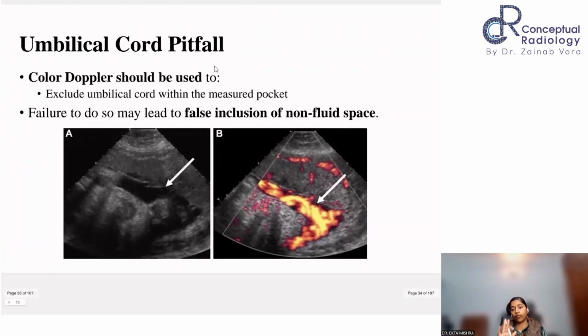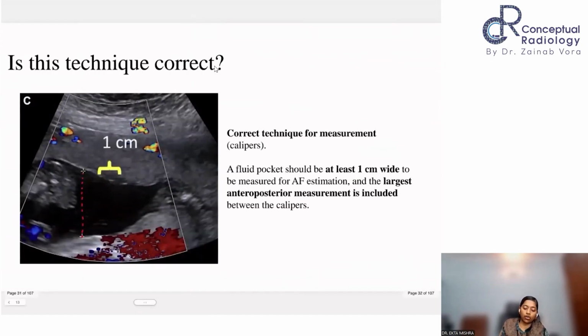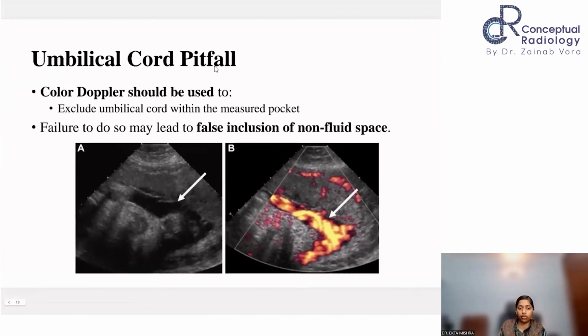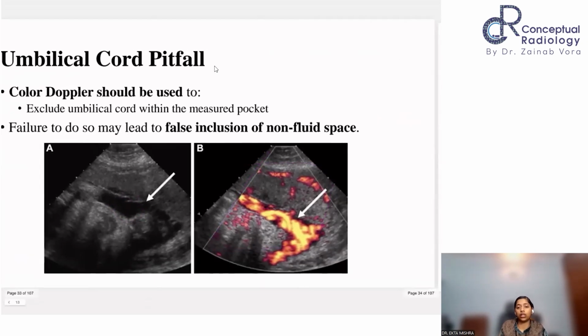Then umbilical cord often misguides. So color Doppler, see all the pockets that we saw, they always had this color box on. So when you are measuring, color box should always be on. If you're just doing a 2D scan, you might measure this. The width is also good, anechoic fluid, but the moment you turn on the color, you know that there is no fluid pocket. This is an umbilical cord. So it's a pitfall. Always when you're doing a measurement of AFI, turn on your color.